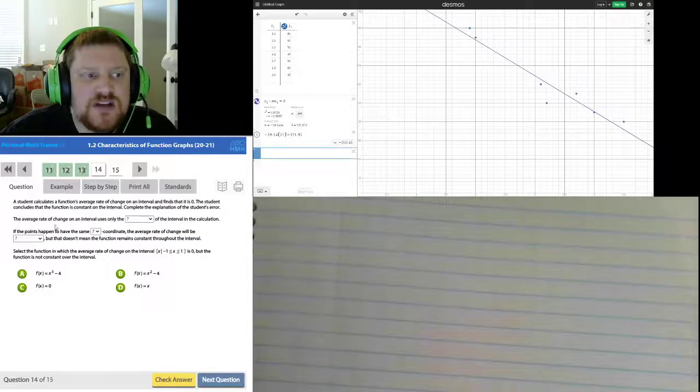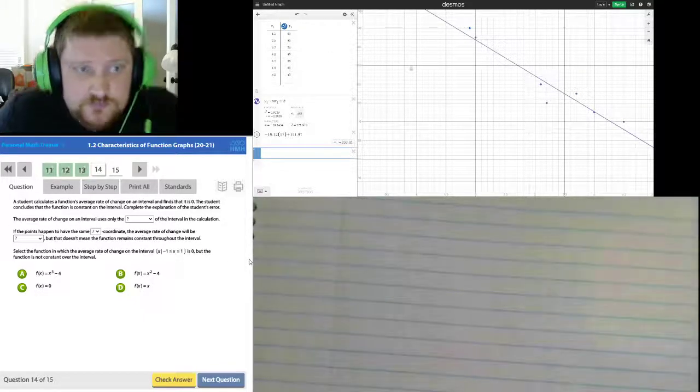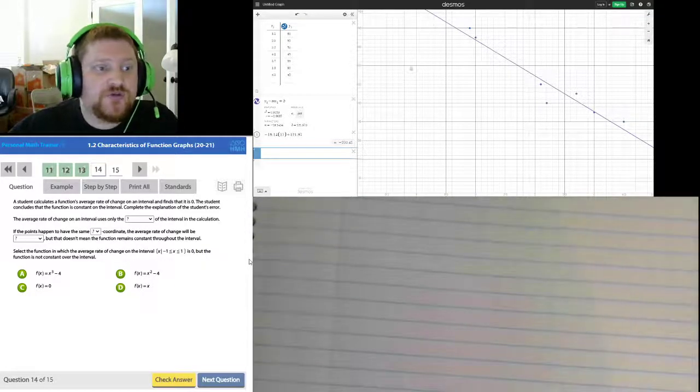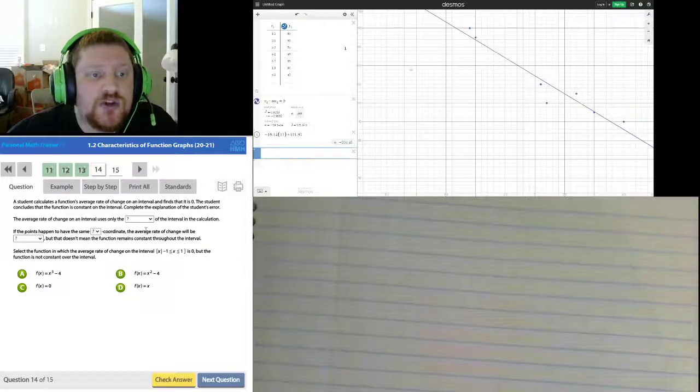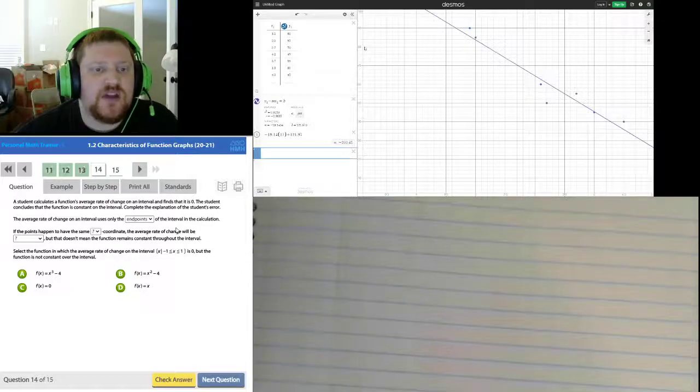All right, number 14. A student calculates a function's average rate of change on an interval and finds that it is 0. The student concludes that the function is constant on the interval. Complete the explanation of the student's error. The average rate of change on an interval uses only the endpoints of the interval in the calculation.